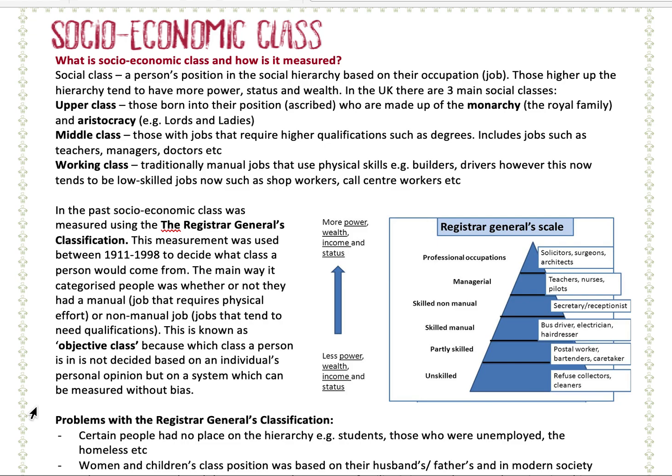You need to know what the Registrar General is. So the Registrar General is a kind of measurement of people's social class. They used to use this up until 1998, and they divided this system here. So at the bottom, you've got the unskilled workers working all the way up to the professional occupations. And they said that this was an objective way of measuring class because it wasn't biased, it wasn't based on someone's opinion, it was using this particular scale based on the requirements of your job in terms of skill level.